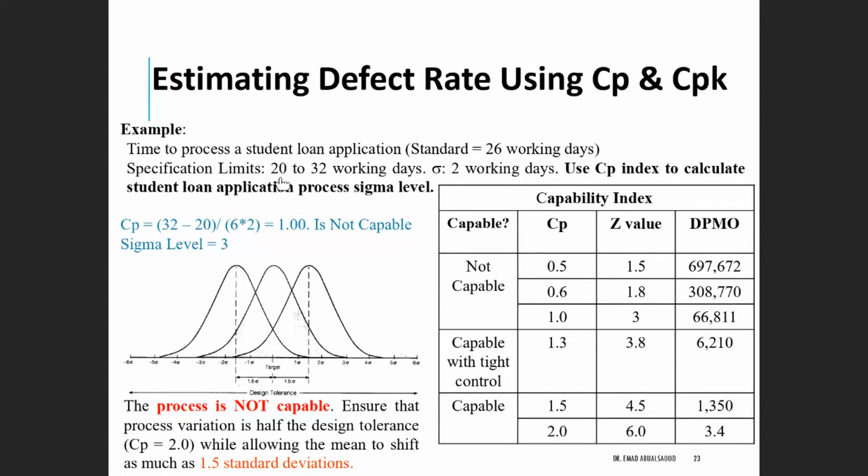Now, you may have the question sometimes where, instead of having the specification limits, you have the tolerance, and then you have to add the tolerance to the standard and subtract it from the standard to get the upper and lower. So you may have plus or minus 6 days or 5 days. Then you have to add 5 days to get the upper specification and subtract 5 days to get the lower specification.